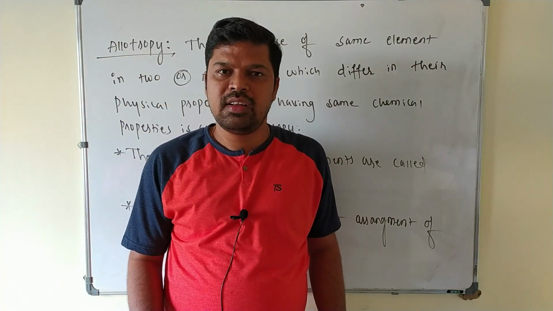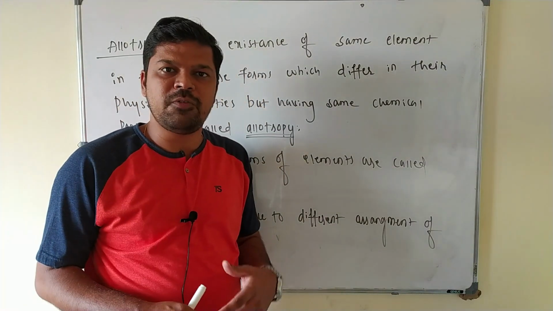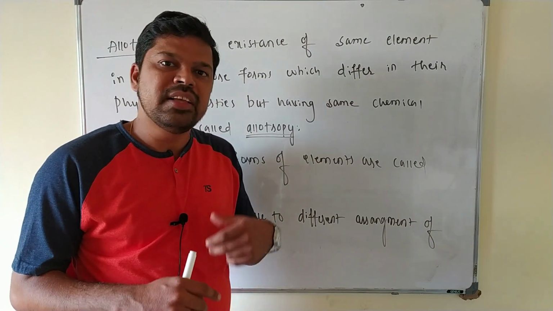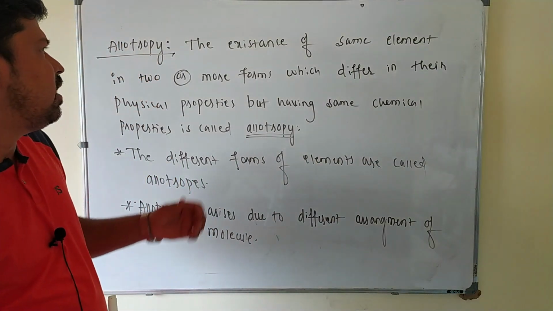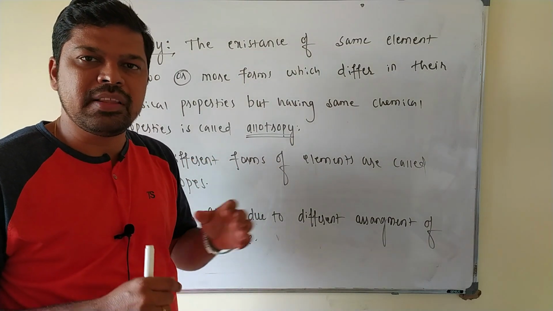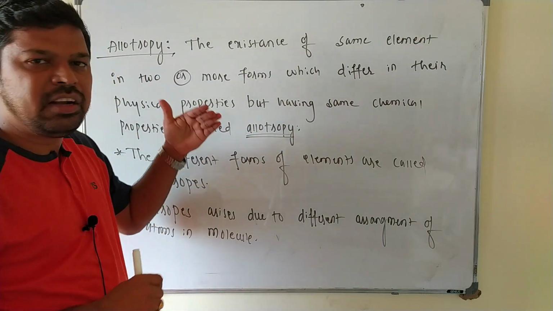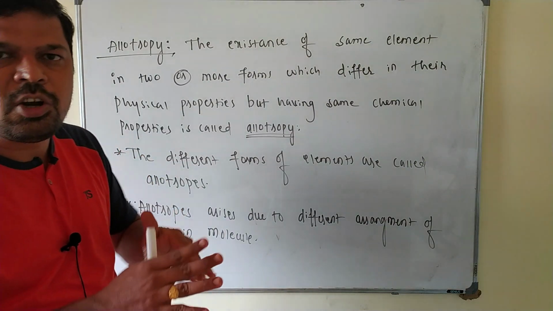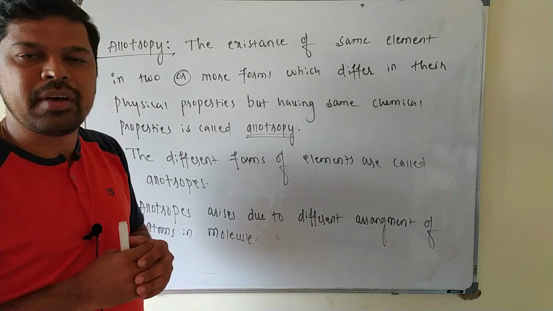Now we will discuss the allotropes of group 15 elements. Allotropes are nothing but the existence of the same element in two or more forms which differ in their physical properties, but they have the same chemical properties. Such elements are called allotropes here. So the same element is present in different forms. They may have different physical properties, but the same chemical properties. That is called allotropy. And the different forms of the element are called allotropes here.